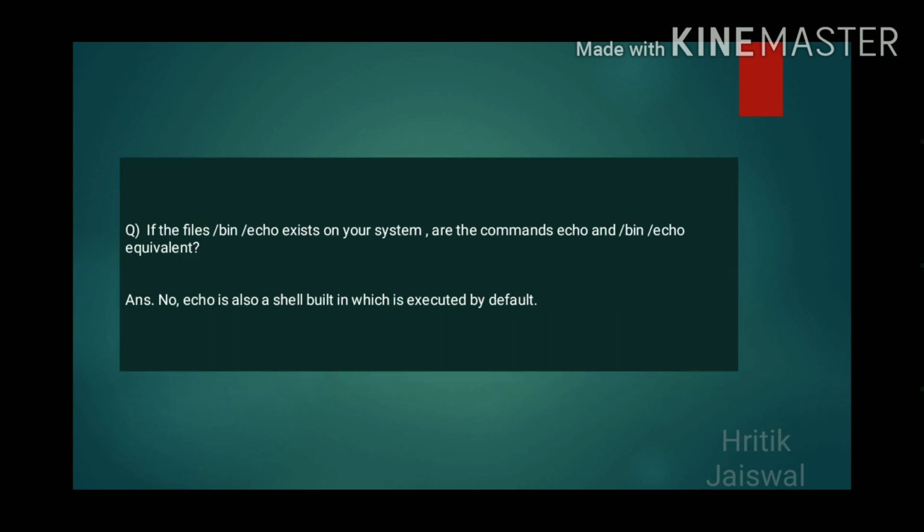Now, if the file /bin/echo exists on your system, are the commands echo and /bin/echo equivalent? Answer is no. Echo is also a shell built-in which is executed by default.